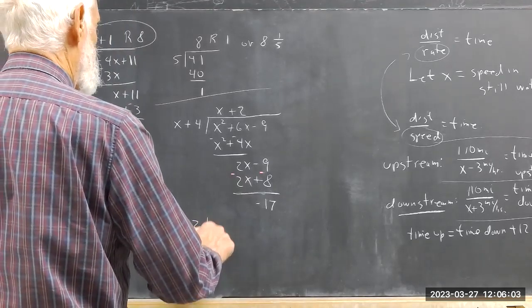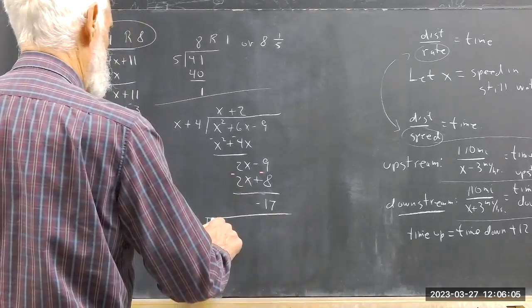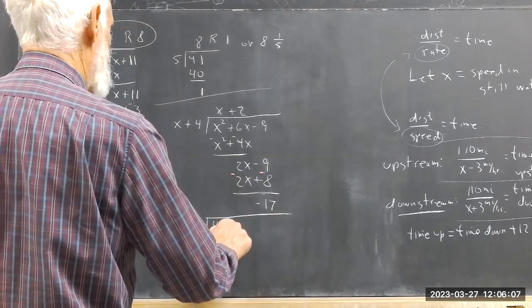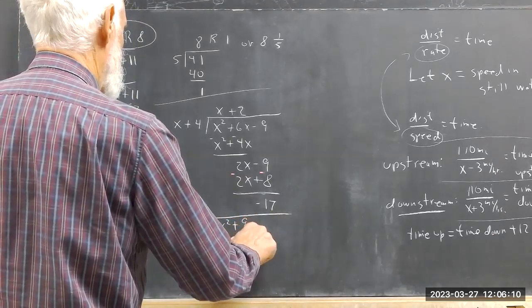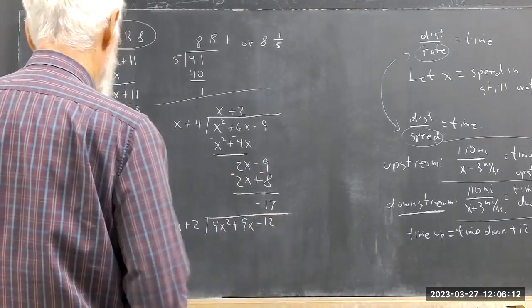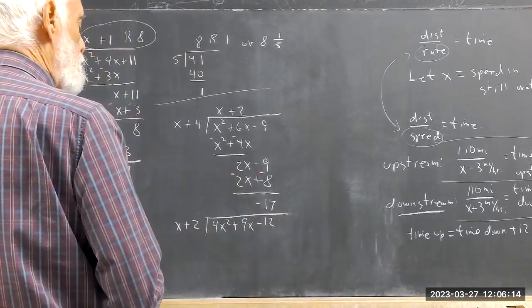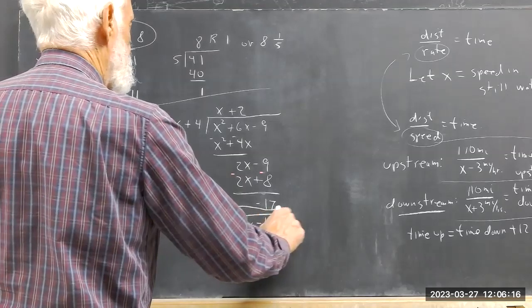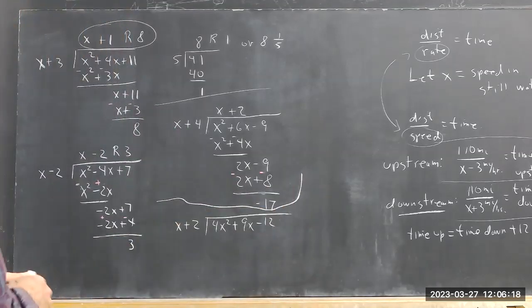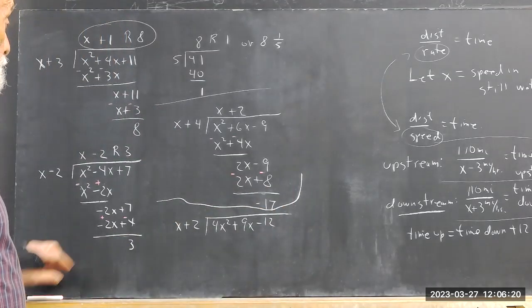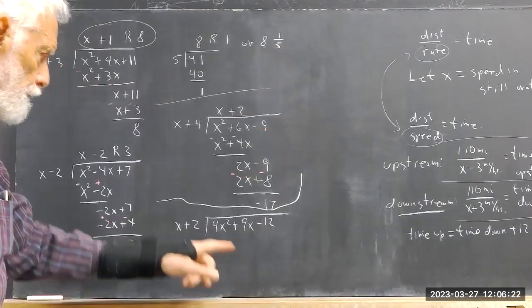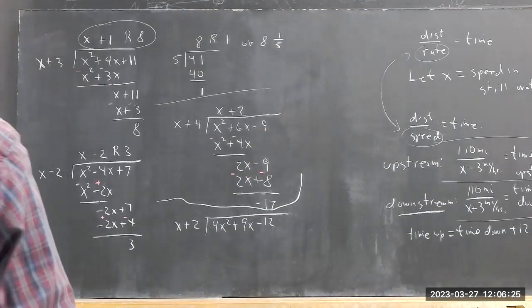Let's try this. That's plus 2 into 4x squared plus 9x minus 5. This is a whole new problem. Clear out some more space. You'll probably work it over. Okay, so see what we do with that.